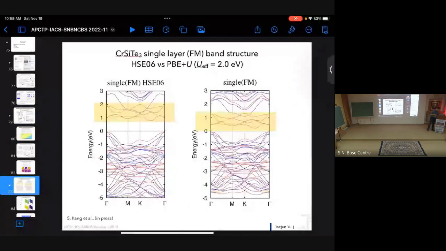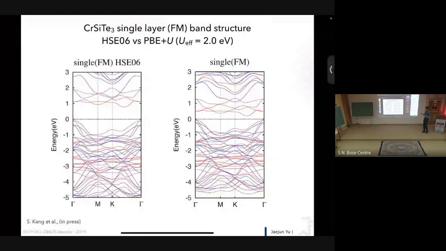Maybe this is one of the examples. I mentioned this chromium silicon tellurium case. The thing is, this is a real band structure we calculate. If you see this one, this is ferromagnetic, and there are 1, 2, 3, 4 bands. That's a manifold that we discussed. It's a real world example.